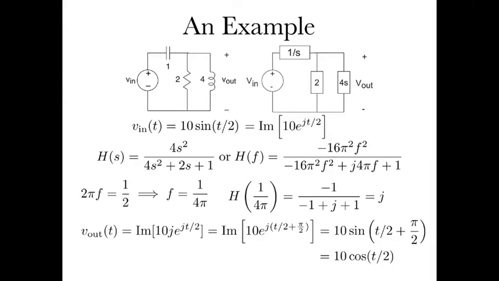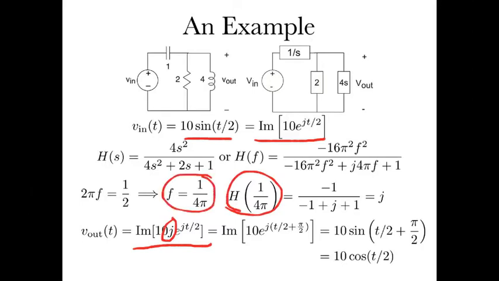I'm going to think about our sinusoid as being the imaginary part, since it's a sine wave, probably makes it easier, as 10 e to the jt over 2. Well, we know that the output is going to be the imaginary part of 10j e to the jt over 2, where j is that transfer function evaluated at the frequency of the source. And j, again, that's in Cartesian form, convert to polar form, and that's our answer. And I know from the trig identities that that's just cosine.